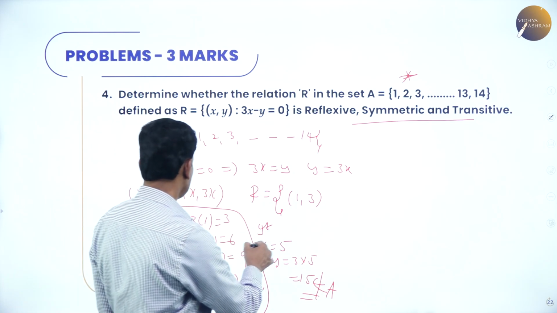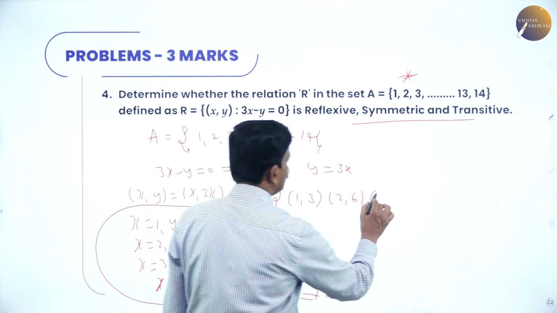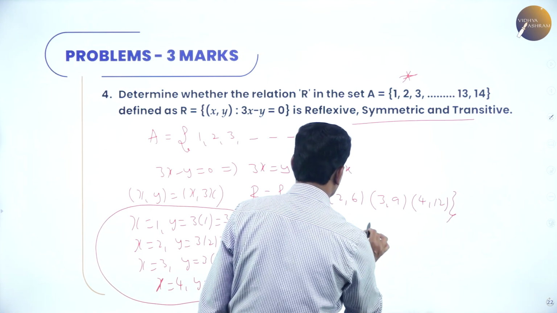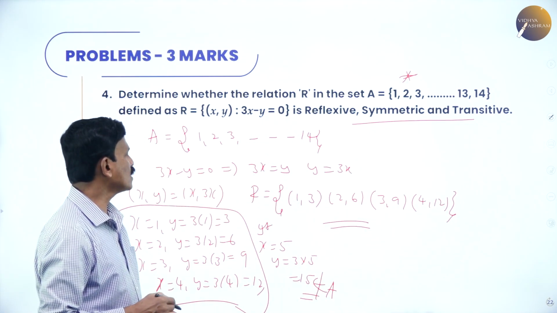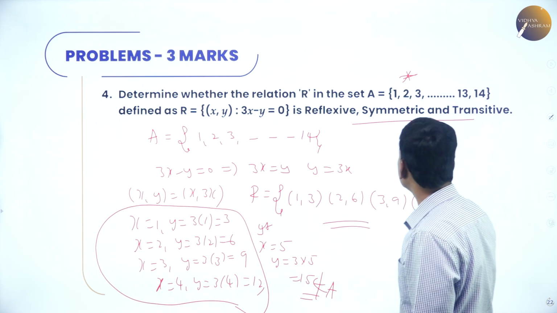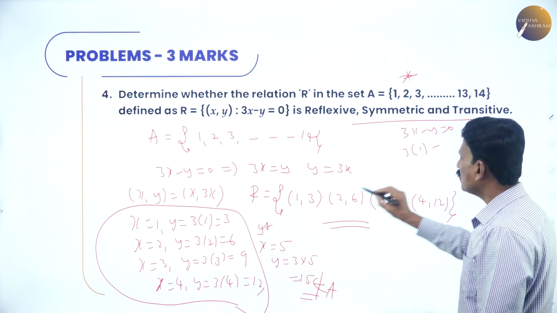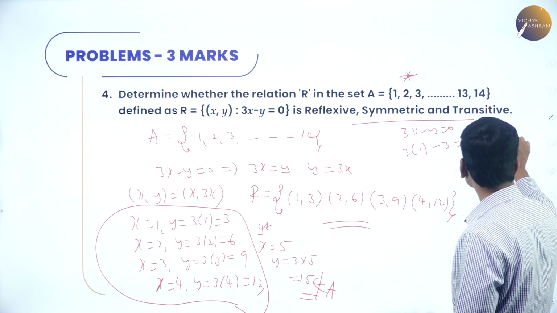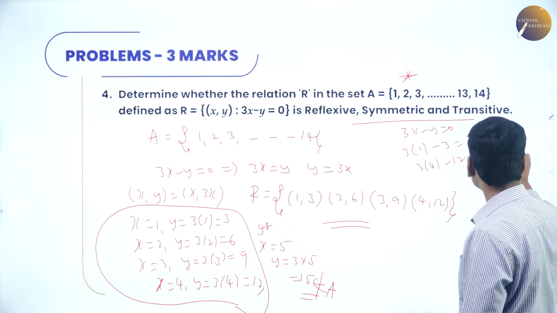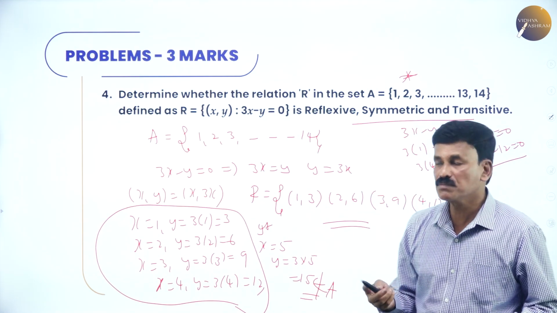So that is (1, 3), then (2, 6), then (3, 9), then (4, 12). These are the elements of the set R. So the relation R contains (1, 3), (2, 6), (3, 9) and (4, 12). If you want, you can verify this condition. What is the condition? 3x minus y is equal to 0. 3 into x is 1, y is 3. 3 minus 3 is equal to 0. Even for this, 3 into 4 minus 12, 12 minus 12 is equal to 0. This condition is satisfied.